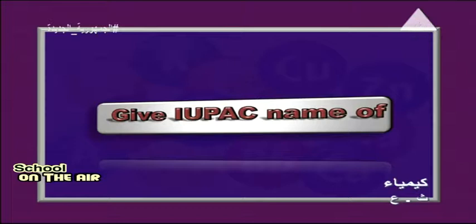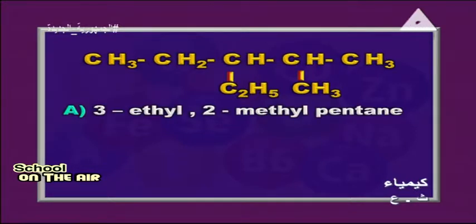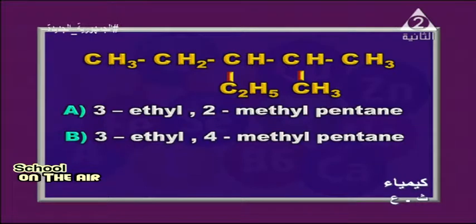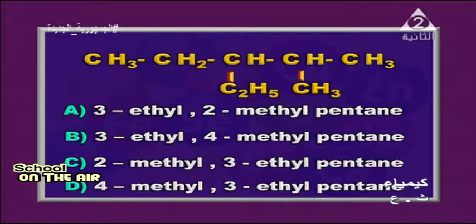The next type of choose questions gives the IUPAC name. Here, this compound as shown on the screen, its name is 3-ethyl 2-methyl pentane, or 3-ethyl 4-methyl pentane, or 2-methyl 3-ethyl pentane, or 4-methyl 3-ethyl pentane. If you are going to name this compound, we have to start with the end nearest to the branch. So it will be numbered from 1 till 5. So here the correct name will be 3-ethyl 2-methyl pentane.